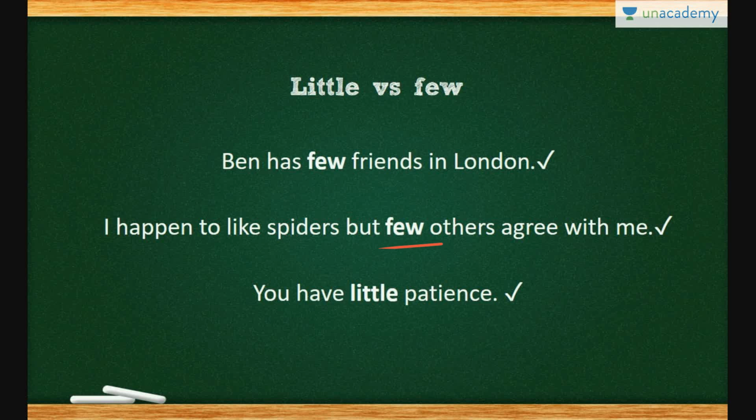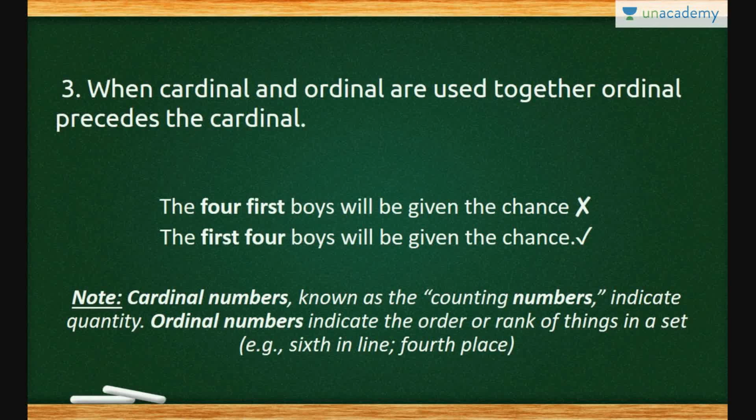You have little patience. Now moving on, when cardinal and ordinal are used together, ordinal precedes the cardinal. What does that mean? Cardinal numbers are the counting numbers that indicate quantity, like 4, 5, 6, 7. Ordinal numbers indicate the order or rank of things in a set. That means sixth, fourth, fifth. Now, the example states the four first boys will be given the chance. Now, instead, we should say the first four boys will be given the chance according to the rule.